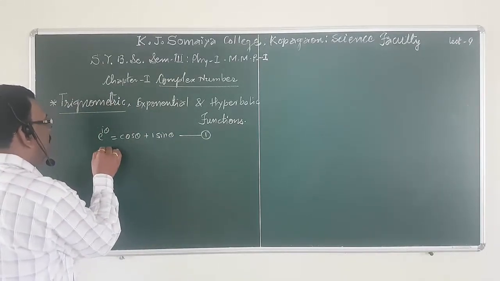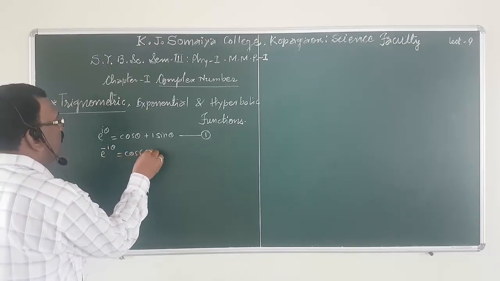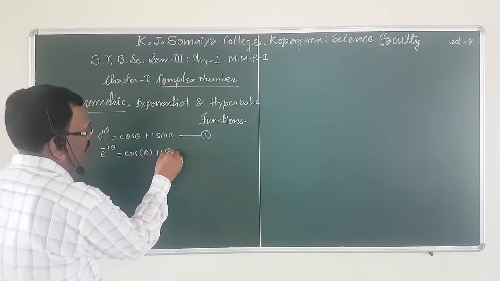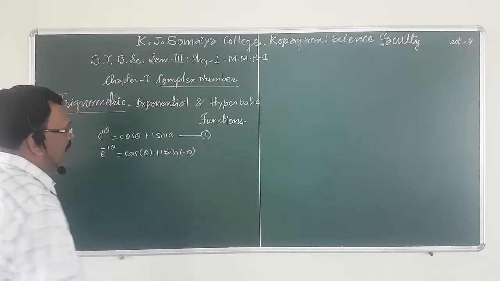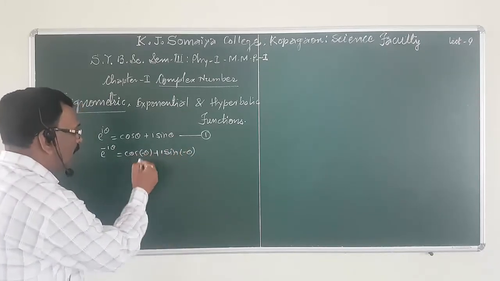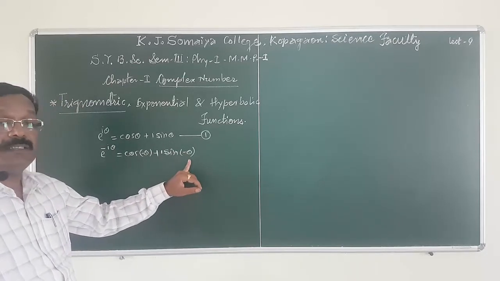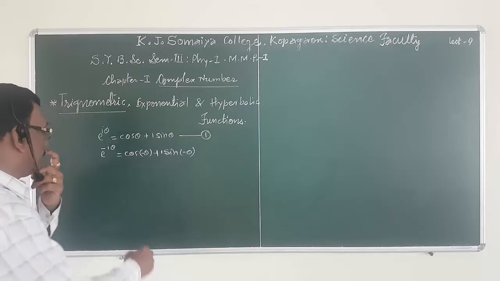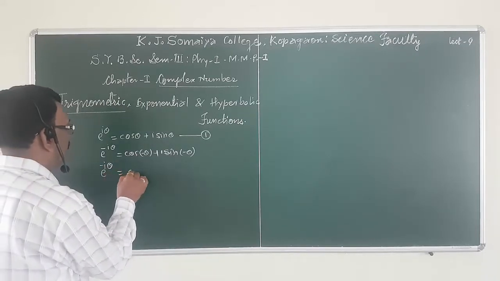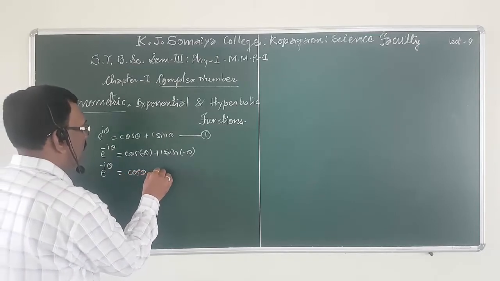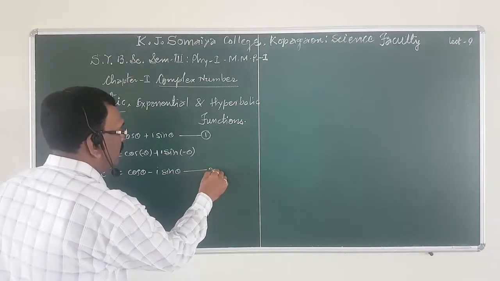We have e raised to minus i theta is equal to cos(minus theta) plus i sin(minus theta). But cos(minus theta) is equal to cos theta and sin(minus theta) is equal to minus sin theta. Therefore, we have e raised to minus i theta is equal to cos theta minus i sin theta. Suppose this is equation number 2.